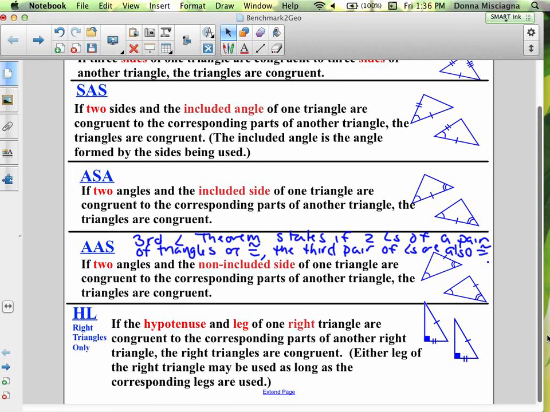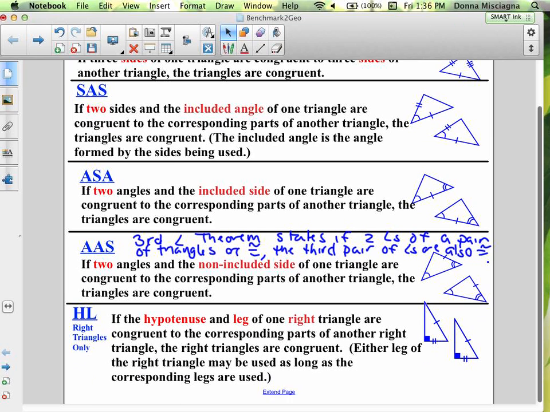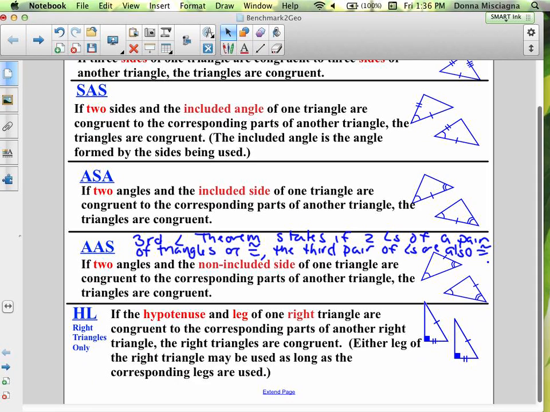The questions are focused on this, but the last one is hypotenuse leg. And hypotenuse leg is only for right triangles because only right triangles have a hypotenuse. So if the hypotenuse and leg of one right triangle are congruent to the corresponding parts of another right triangle, the right triangles are congruent. Either leg of the right triangle may be used as long as the corresponding legs are used. So hypotenuse leg is for a right triangle. If you forget that one, you can always look at this chart again.